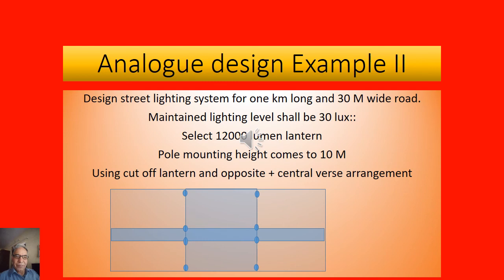Analog design, example 2. Design a street lighting system for a 1 kilometer long and 30 meter wide road. Maintained lighting level shall be 30 lux. Select a 12,000 lumen lantern. Pole mounting height comes to 10 meter. Using a cutoff lantern, opposite plus central reserve arrangement, in the following figure, we get 4 lanterns effective per spacing.